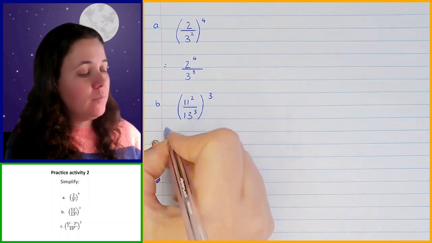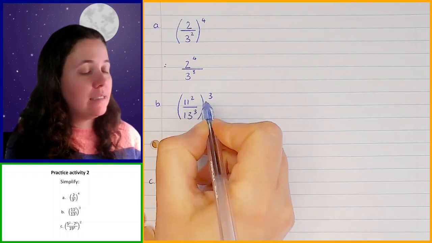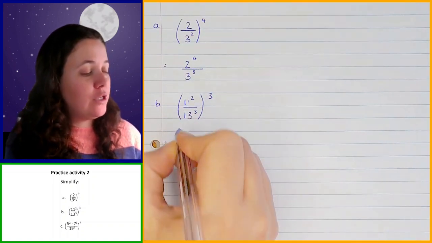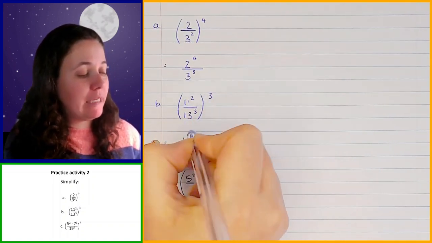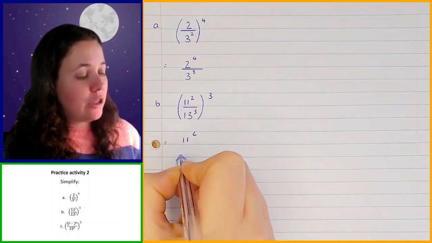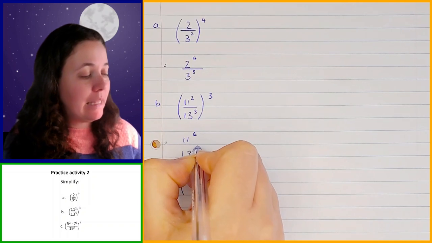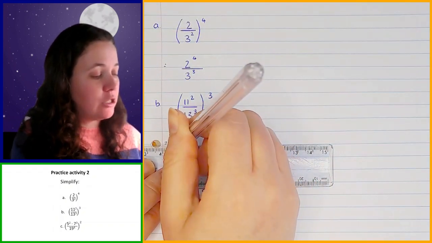Question B. I've got 11 squared over 13 cubed in brackets to the power of 3. So first, the 11, the base stays the same, and I multiply 2 by 3, and that gives me 6. And then the 13, the base stays the same, and I multiply 3 by 3, and that gives me 9. So that gives me 11 to the power of 6 over 13 to the power of 9.